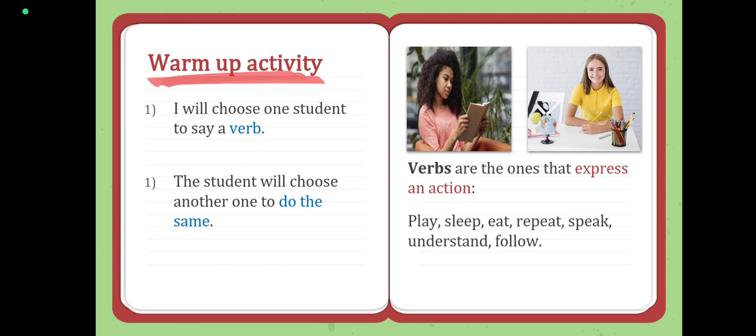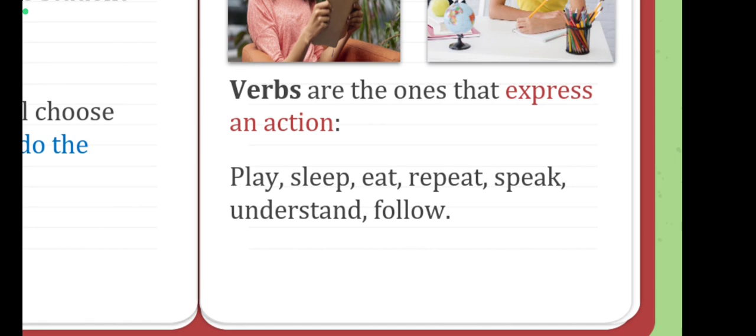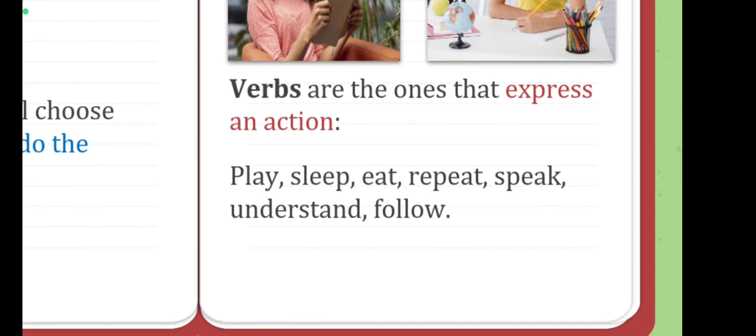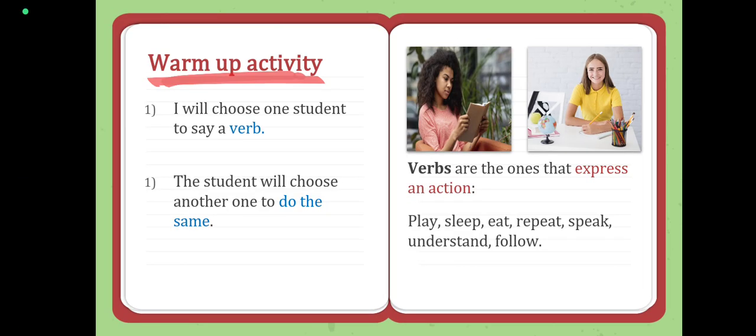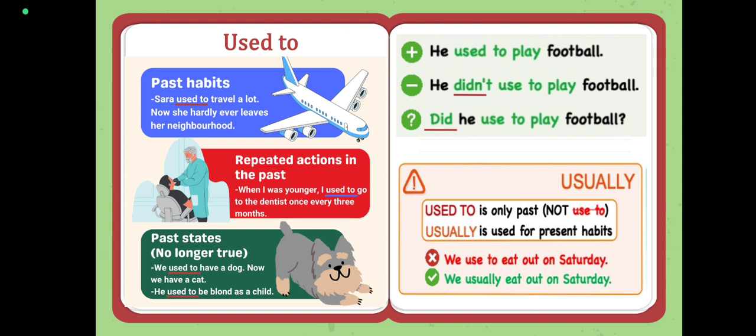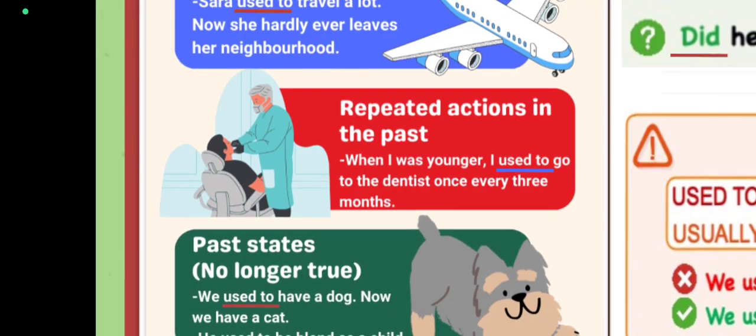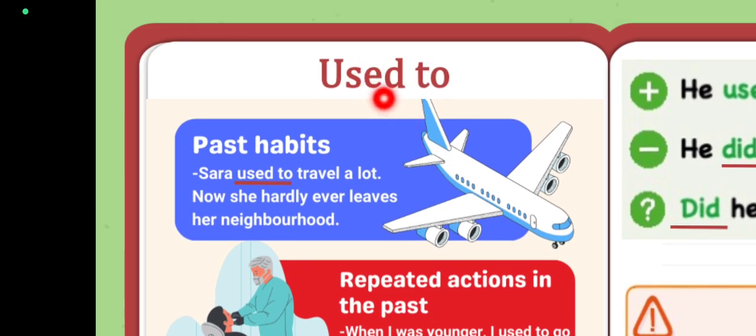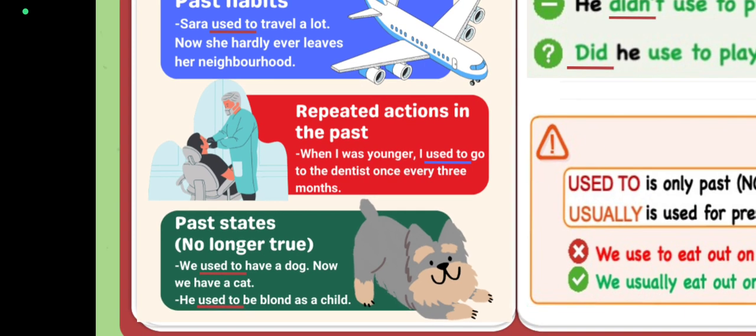Really good. So here, on the right side, we have a definition. Verbs are the ones that express an action. And here we have some examples: play, sleep, eat, repeat, speak, understand, and follow. So here we have today's topic: used to. You have to be careful with the pronunciation of this word. This is used with a t sound. Remember the ed pronunciation for regular verbs in past form. Here we have a voiceless sound before, so it is an s sound. After that we need to do the t sound. Used to.